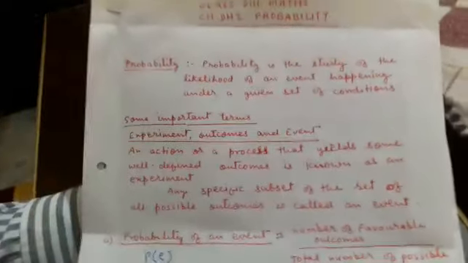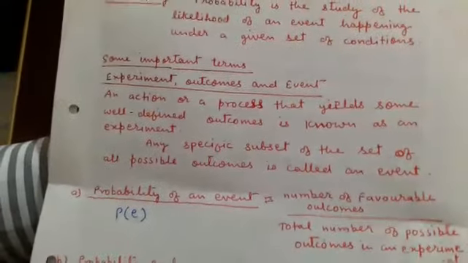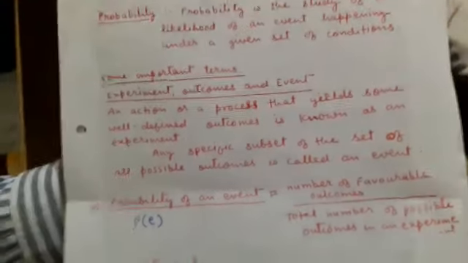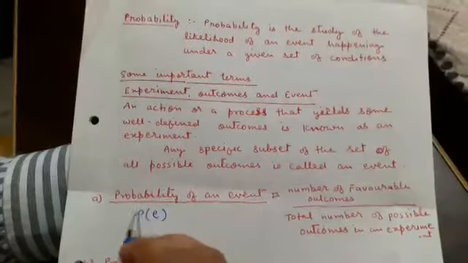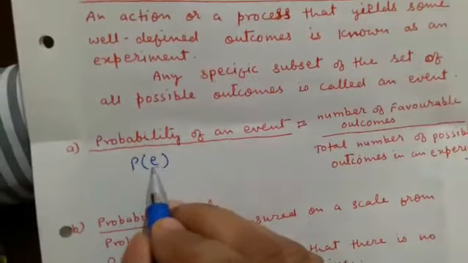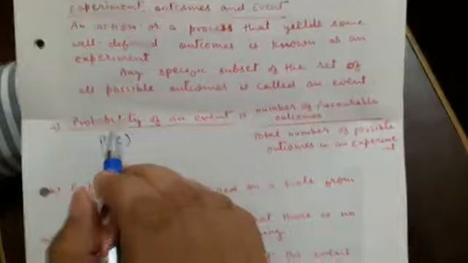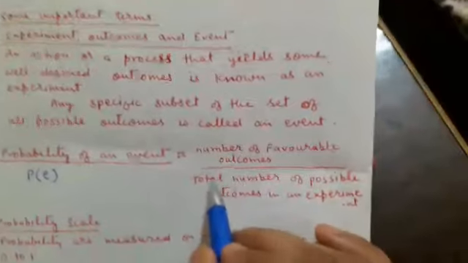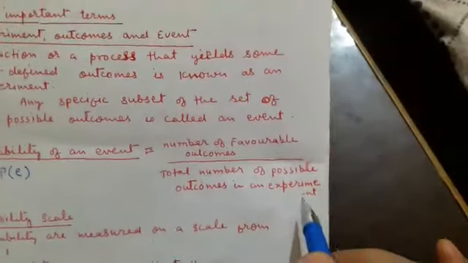Now we will see some important terms related to the probability. Experiment, outcomes, and event. An action or a process that yields some well-defined outcomes is known as an experiment. And a specific subset of the set of all possible outcomes is called an event. Now, children, this is the formula to find out the probability. We will express them in symbolic form. P(E), the probability of an event, is equal to the number of favorable outcomes upon the total number of possible outcomes in an experiment.